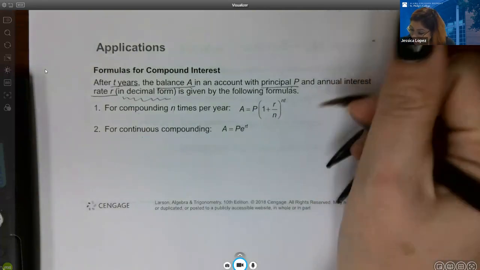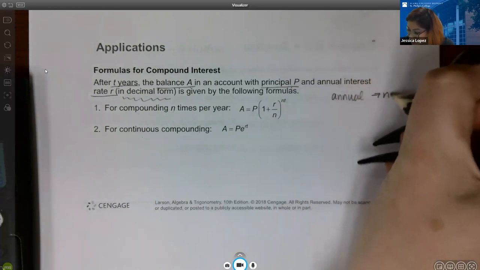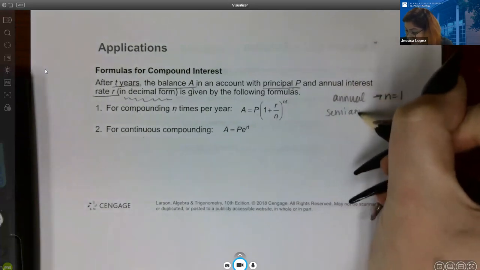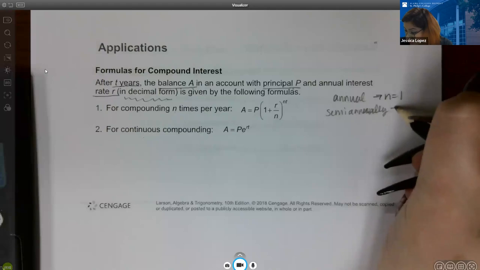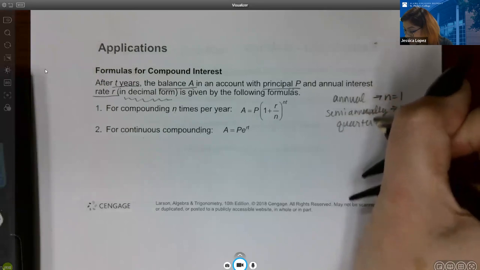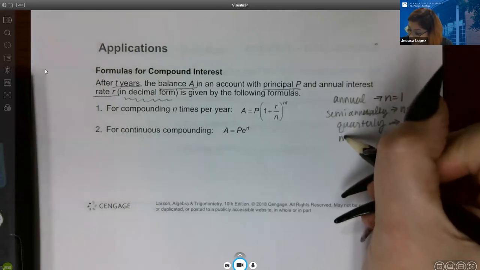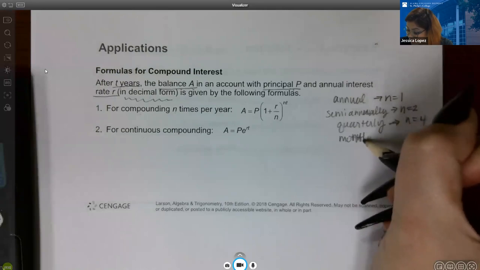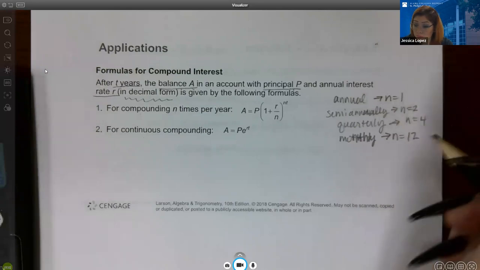So remember, if you're talking about annual compounding, then that means N equals 1 because it's only once per year. If you're compounding semi-annually, that means that N is 2. If you're compounding quarterly, which most businesses do, that would be 4. If you're compounding monthly, that's how your credit cards compound. That would be N equal 12.